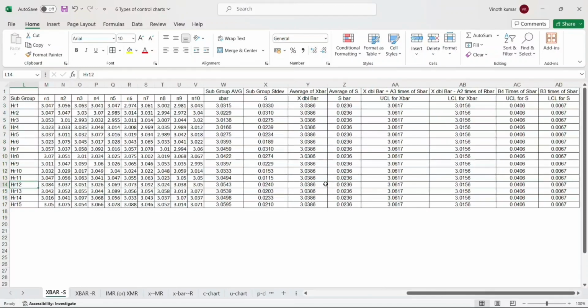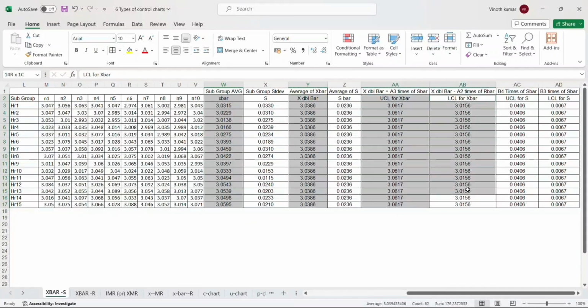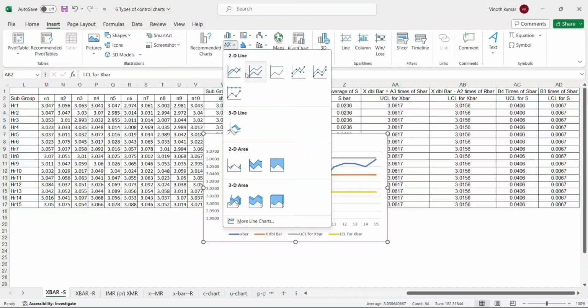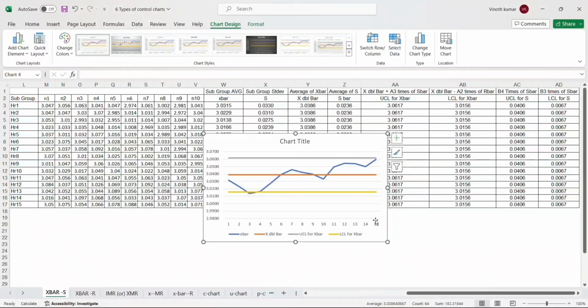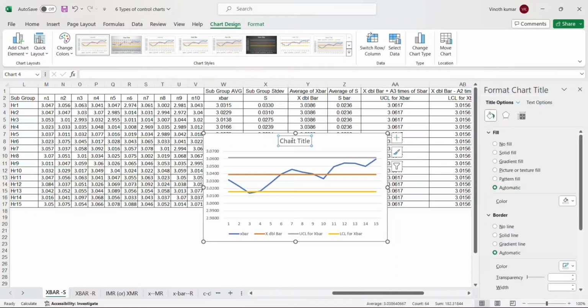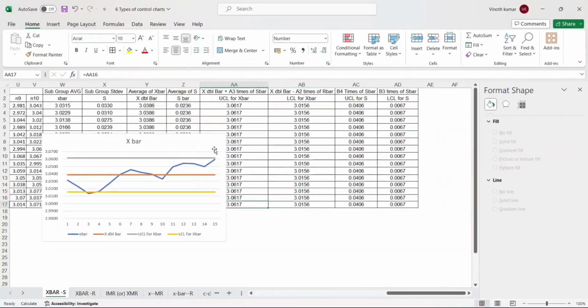Okay. So now let's first draw the X bar chart. Here are my X bar individual values. I am pressing the control key and now my X double bar will be my central line, upper control limit for my X bar chart and lower control limit for my X bar chart. So I have selected these 4 values. I click on insert and I select this particular graph. So I get my X bar chart. Let me rename this. This is my X bar chart. Let me copy paste it here.